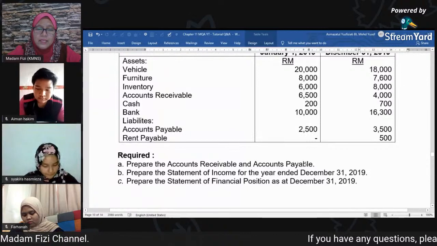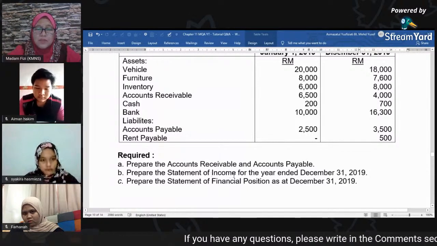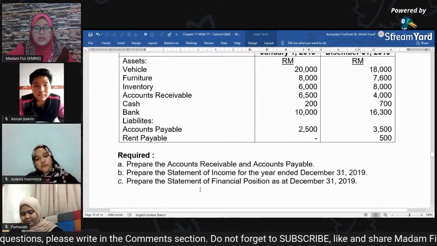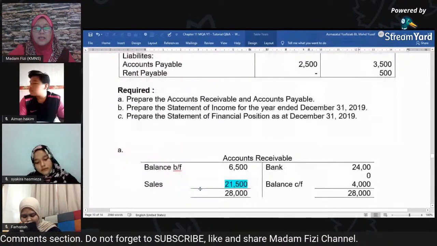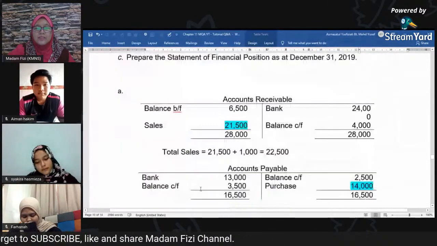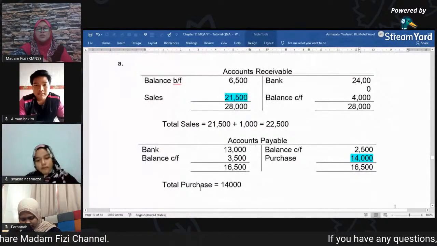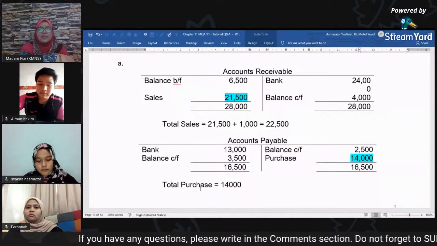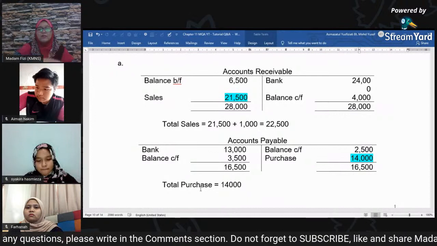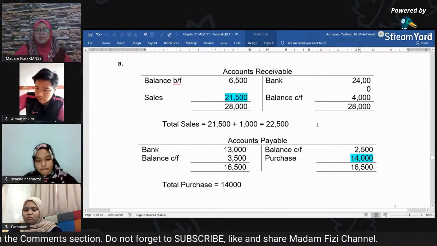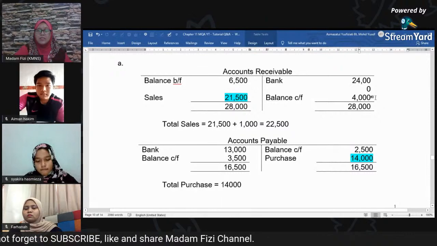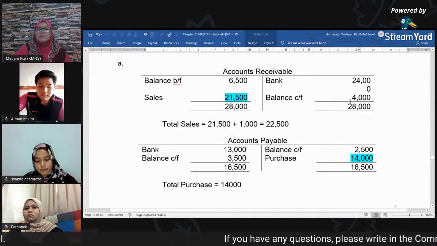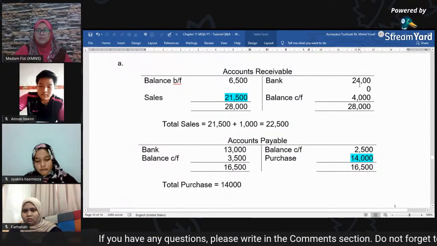That means for T accounts. B, prepare statement of income. C, prepare statement of financial position. Okay, now we start to calculate. For accounts receivable and accounts payable, as usual, for accounts receivable, put the balance brought forward at the debit side, that is 6,500. And the balance carry forward is at the credit side, 4,000. And then you also receive cash that is at the bank column. So you put bank 24,000.